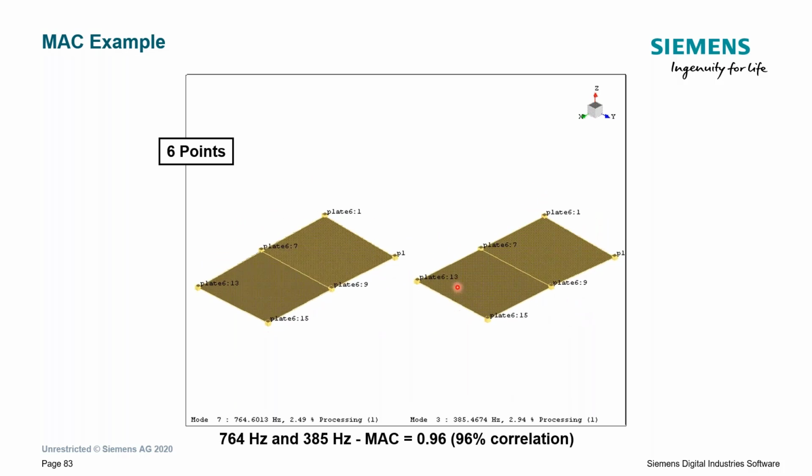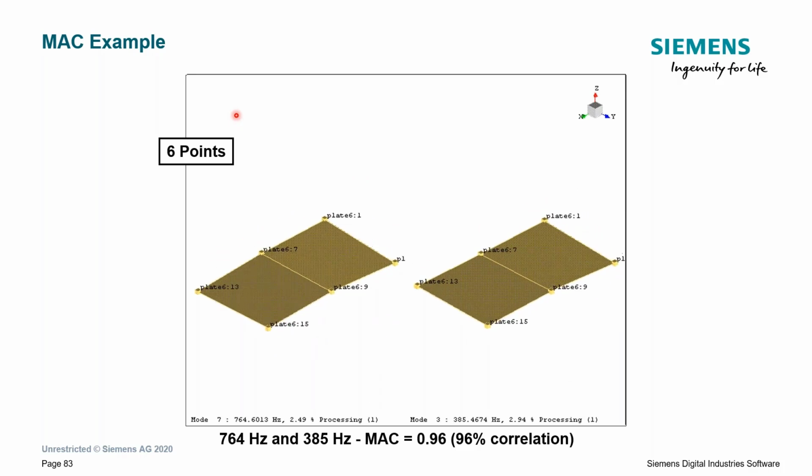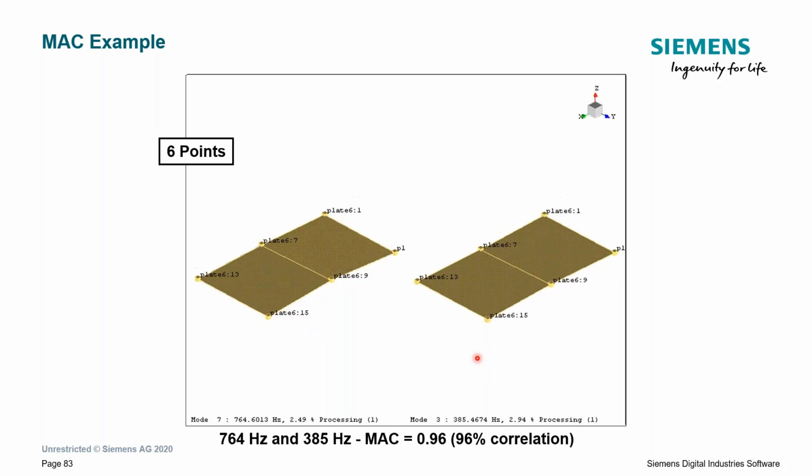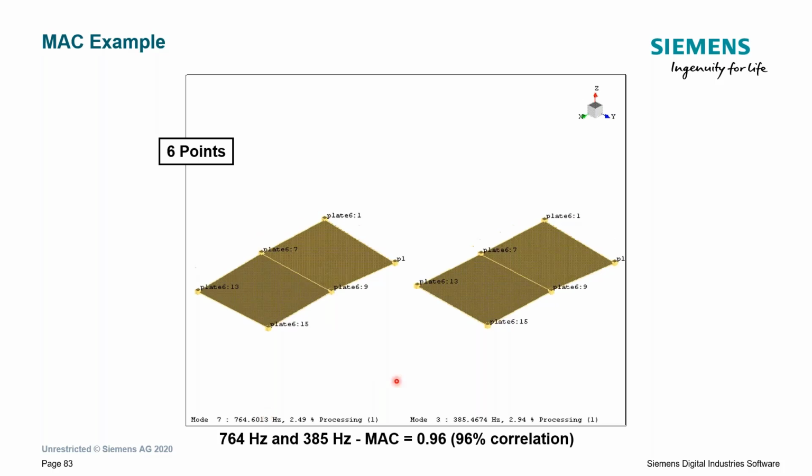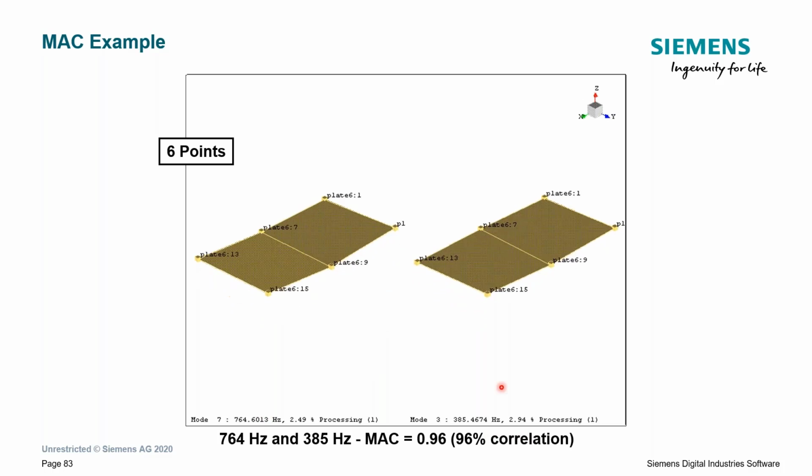Now, if I didn't measure with enough points, okay, so previously we were looking at 15 points on a plate. Here we're looking at 6 points on that same plate. And I've got mode 7 at 764 hertz and mode 3 at 385 hertz. And even by looking at these, they're very similar, but the MAC correlation is at 96%. That should not be the case. We should not have the same mode repeat at two different frequencies, okay? So something's off with our data.